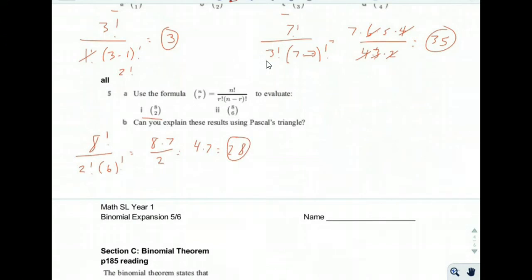Oh, wait, by the way, we haven't done this one yet. This would be 8 factorial divided by, actually, it looks exactly the same, doesn't it? Also gives me 28. Can you explain these results using Pascal's triangle?